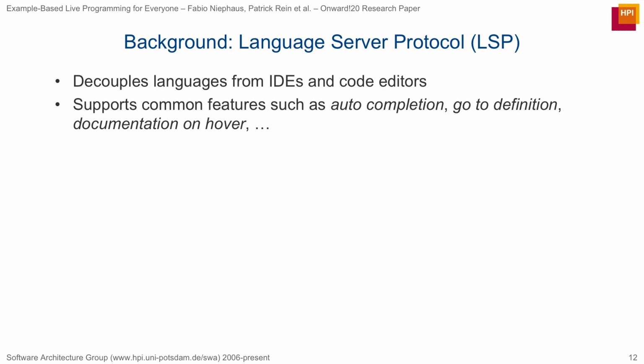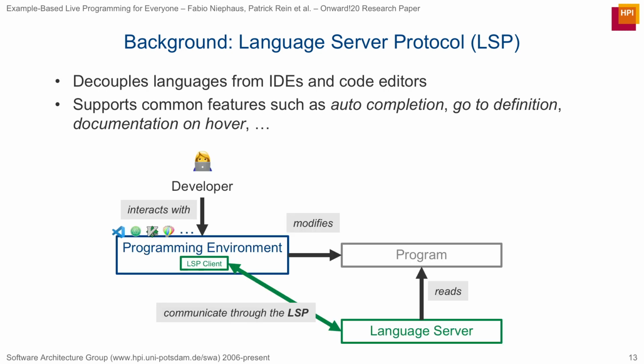It decouples a language from a specific programming environment and supports common features such as auto-completion or go-to definition. It is a classic example for a client-server-based system. The developer interacts with a programming environment. This programming environment is connected to a language server for a specific language.